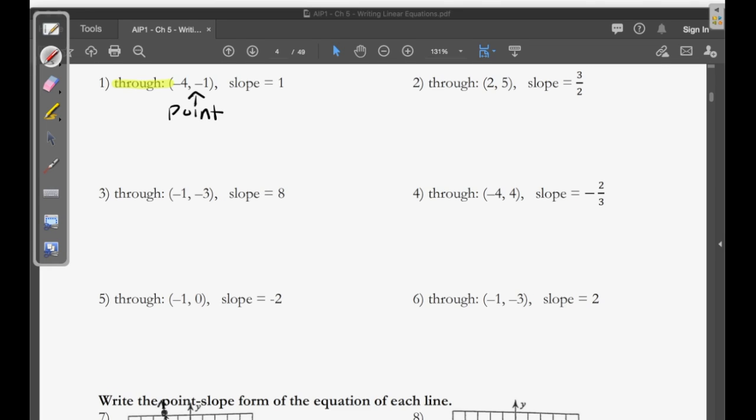I wonder what format I can put that into. Point, slope. Point-slope form. Do you see how what you have tells you exactly what kind of format you can put it in? So my answer for this one would be y plus 1 equals x plus 4.